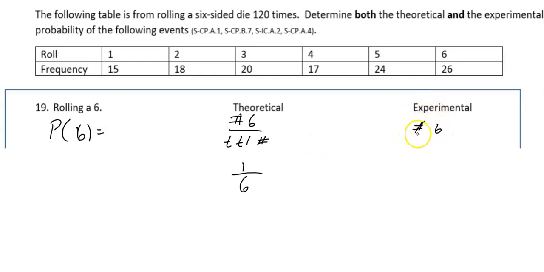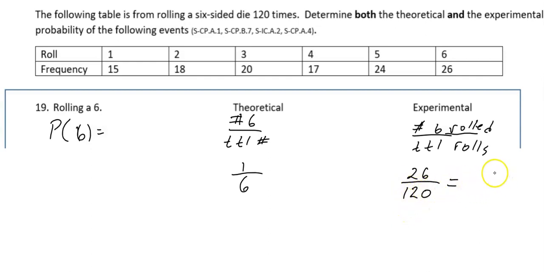And experimental probability is going to be, again, the number of 6s rolled over the total number of rolls. So how many times did we roll a 6? We rolled a 6 26 times. We rolled the die 120 times. And when I reduce that fraction, it's 13/60ths.